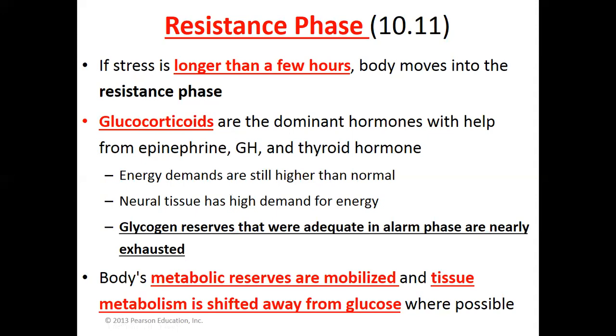So you deplete glycogen over several hours. And that means that blood glucose may not be able to be regulated very easily or very efficiently. So metabolic reserves get mobilized, and tissue metabolism is actually shifted away from glucose where it's possible to try to spare blood glucose. So cortisol has this big blood glucose sparing effect to try to keep blood glucose high so that other tissues try to use other fuels.